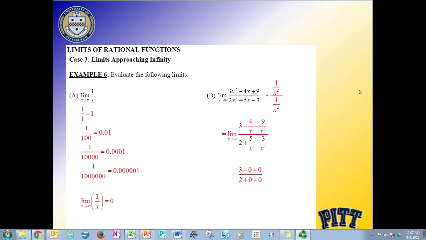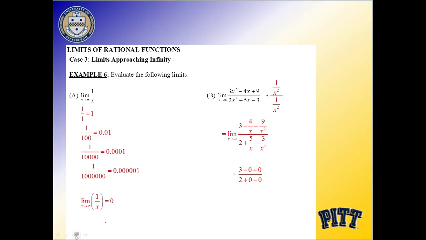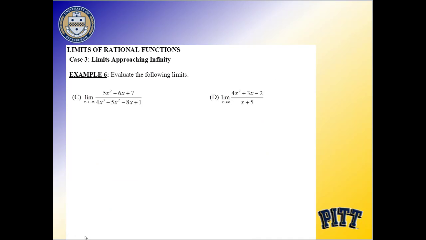So essentially I have 3 minus 0 plus 0 on top, I have 2 plus 0 minus 0 on the bottom, and that gives me 3 over 2 as a final answer. So the limit as x approaches infinity of that original function is 3 halves. And I do the same thing every time I come up with a situation like this, okay?